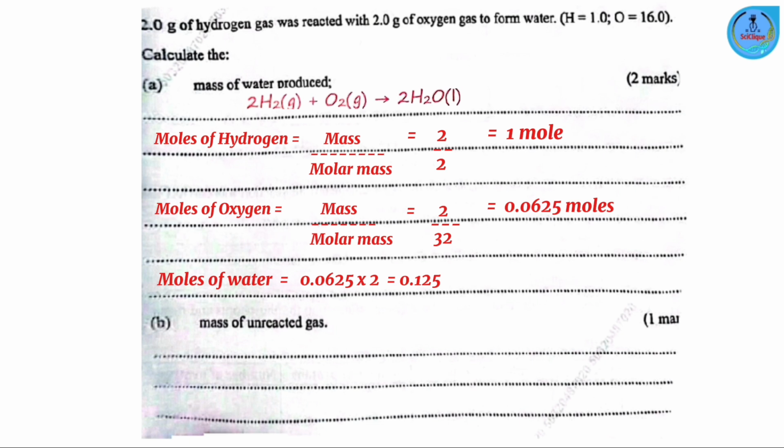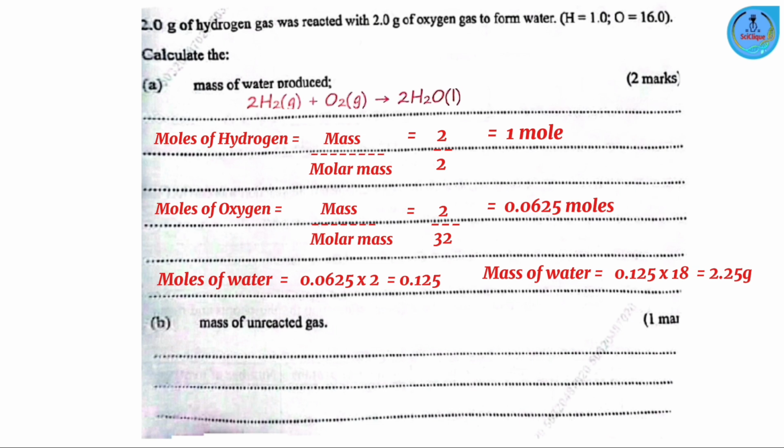So for us to get the mass of water, we are going to take the moles multiplied by the molar mass of water, which is 18. Right? 2 and 16. Multiply these two and we get the mass of water produced as 2.25 grams. Part B, the mass of the unreacted gas. So essentially the question is simply asking us for the mass of the excess hydrogen gas.